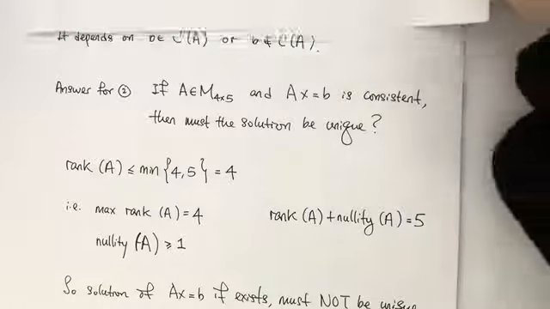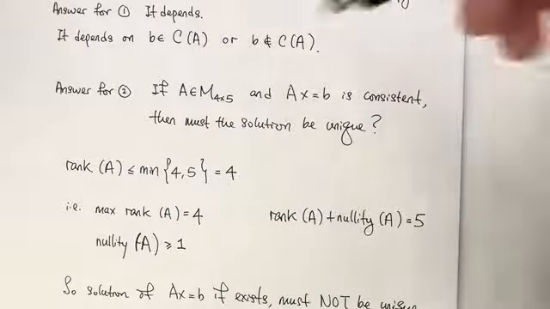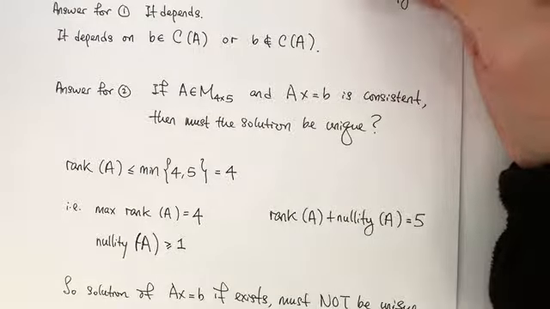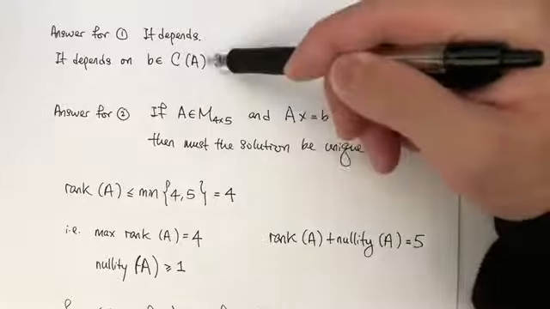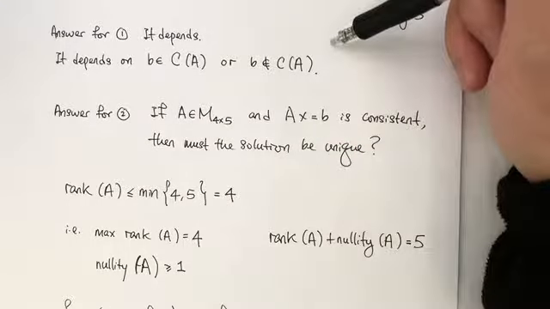So it can go both ways. It could be consistent, it could be inconsistent. The rank will not tell you anything about it. You will really have to see whether or not B is in the column space of A.